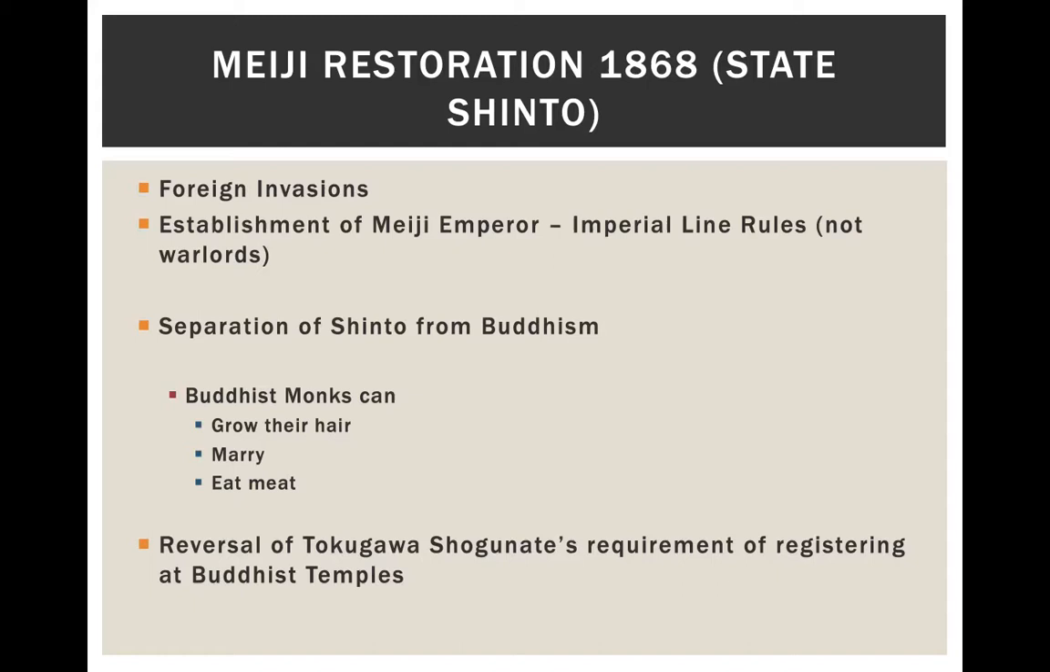the Buddhist temples, everybody had to register themselves, their families, at the local Buddhist temple. And this way, the Japanese could say, if they were asked what their religion is, they would say, we're Buddhists, we go to this temple, right? But with the Meiji Restoration, that gets reversed. And instead of registering at a Buddhist temple, they're required to register at the local Shinto shrine.